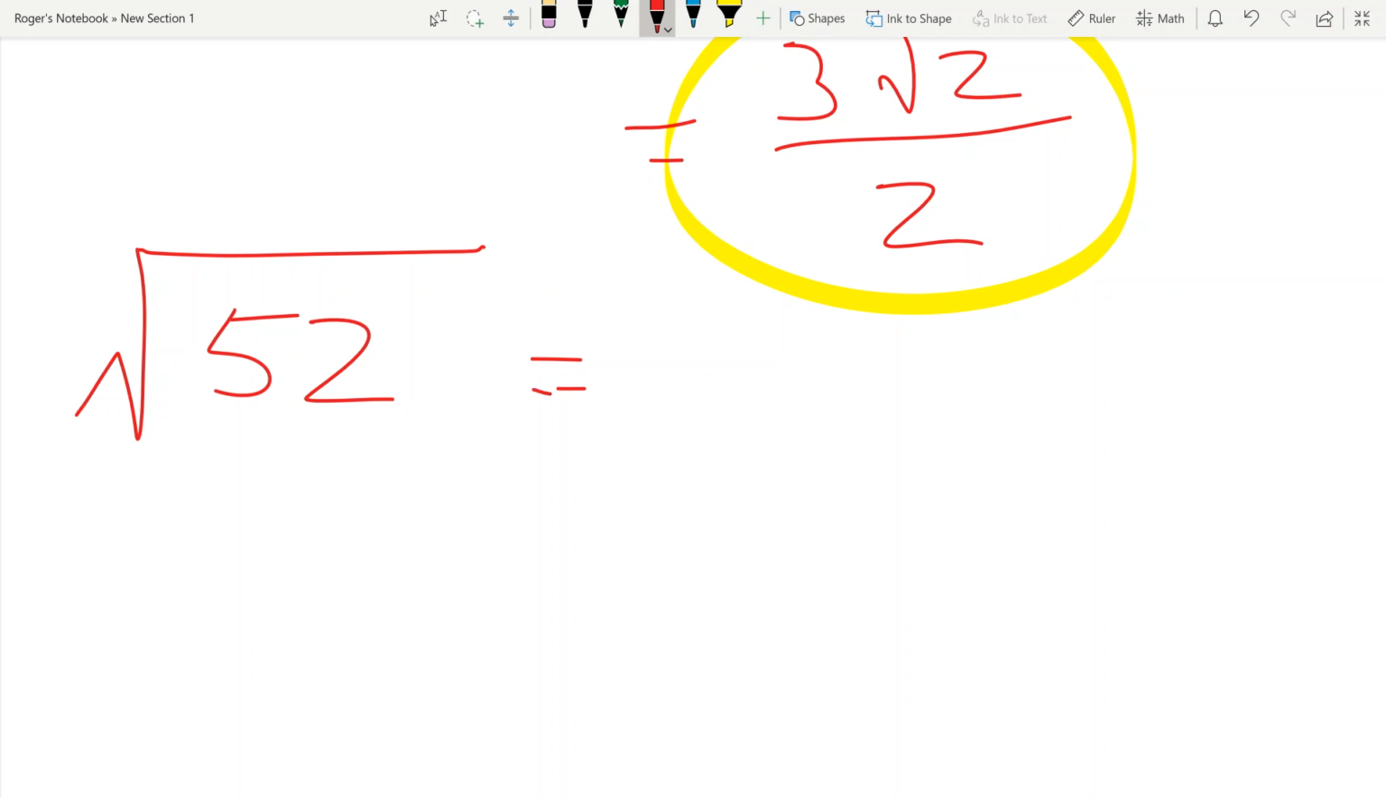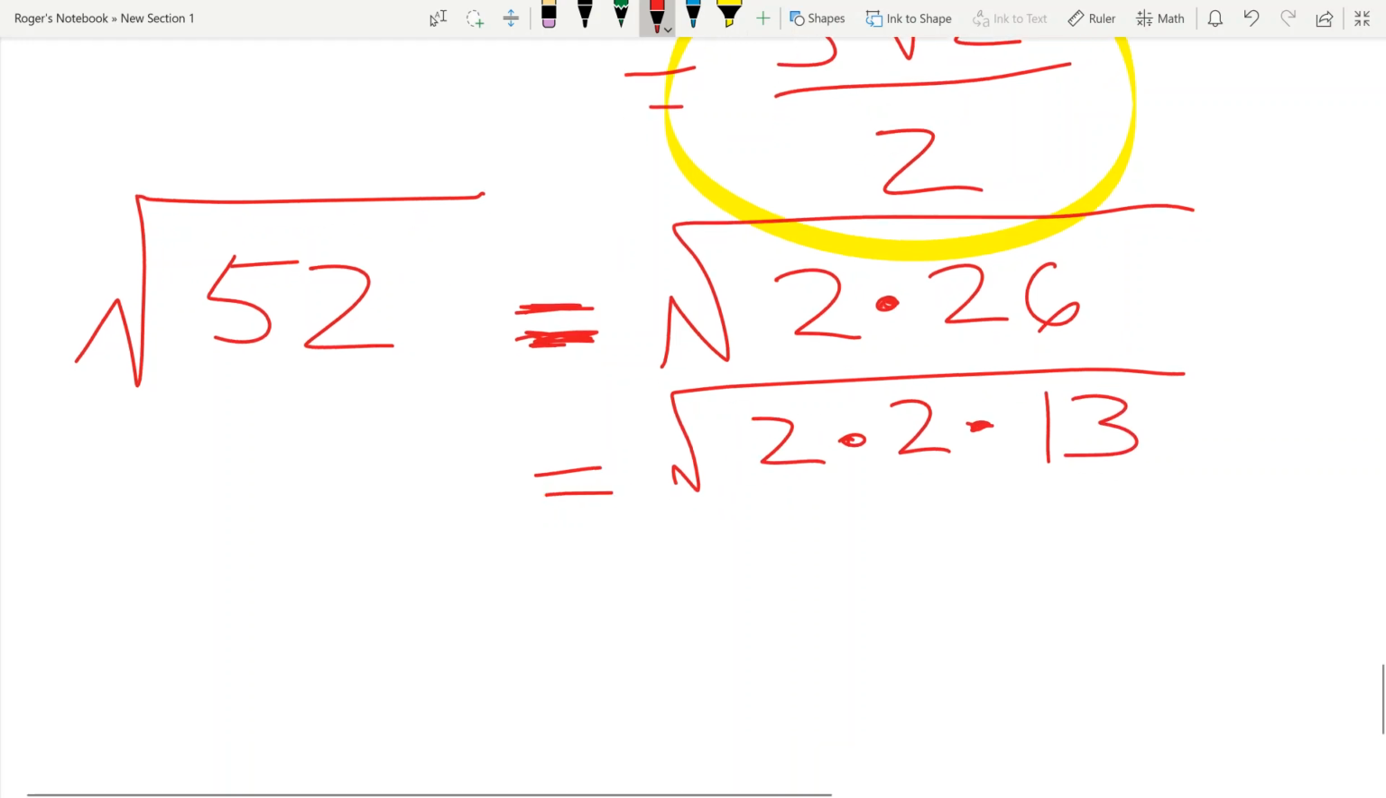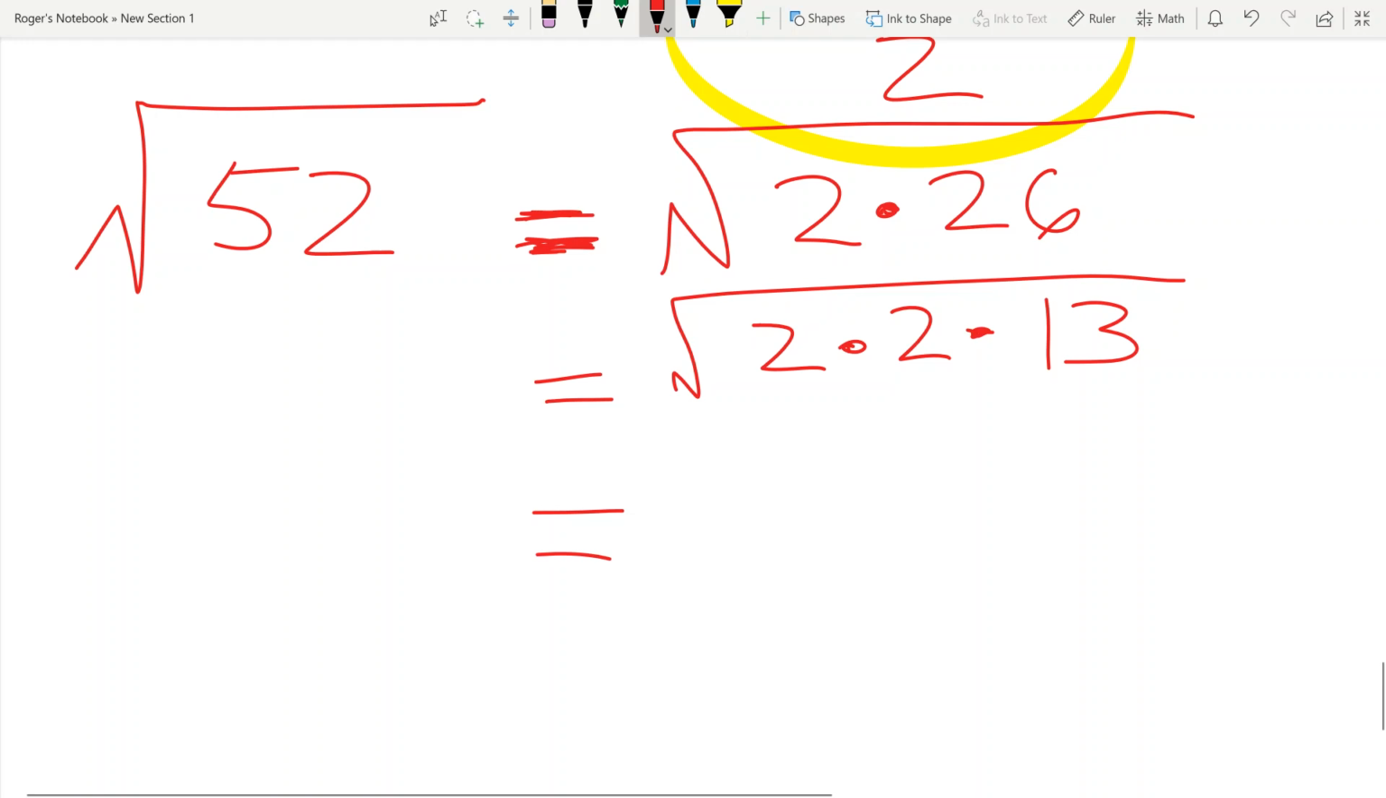Well, you don't always see the numbers right off. So it pays to just take a methodical approach. Divide that number by 2. 2 times 26 is 52. And you take the 26 and divide that by 2. So this is the square root of 2 times 2 times 2 times what equals 26? That's correct, 13. Moving ahead. Now you can see 2 times 2 is 4. So this is the square root of 4 times 13.